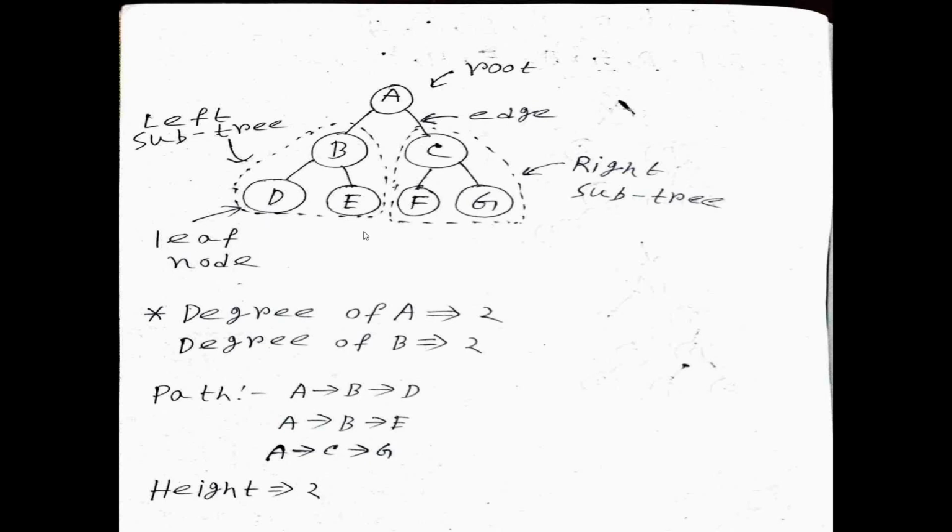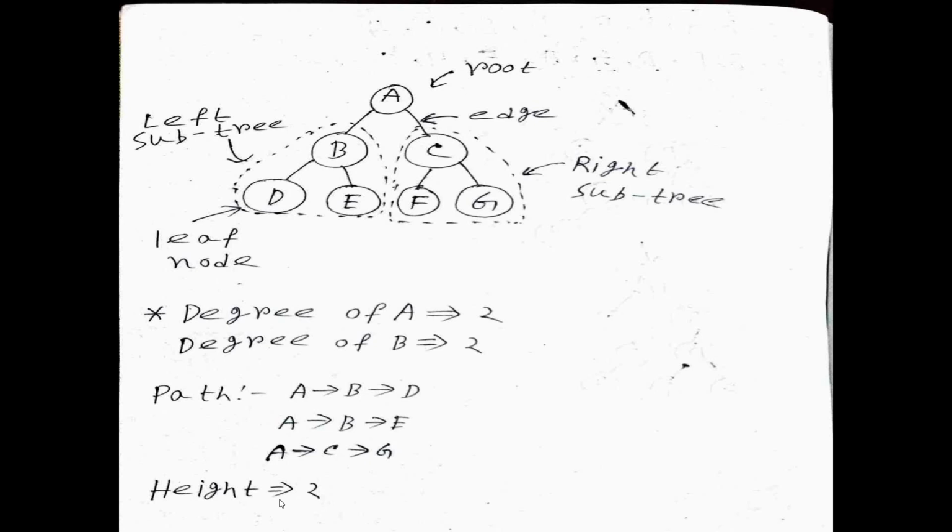Now what is the degree of A? As I already told, how can we calculate the degree of a node? How many children are there? How many children does A have? B and C, 2 children. The degree is 2. How many children does B have? D and E, 2 children. The degree of B is 2. Now path: a sequence of consecutive edges, like A B E, A B D, A C F. This is a path.